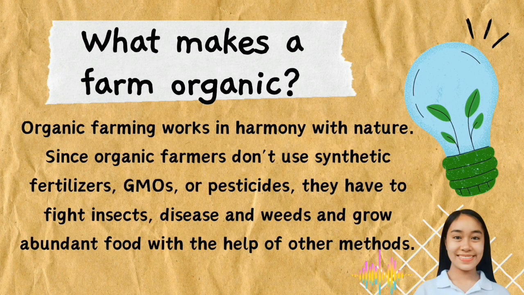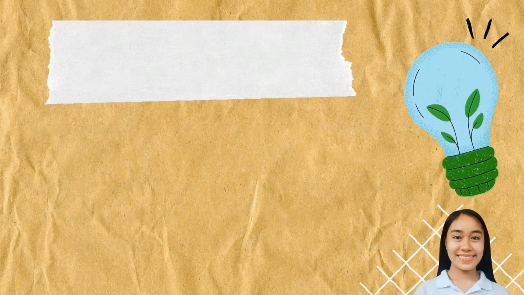What makes a farm organic? Organic farming works in harmony with nature, since organic farmers don't use synthetic fertilizers, GMOs, or pesticides. They have to fight insects, diseases, and weeds and grow abundant food with the help of other methods. What connects all organic farming practices and their ultimate goal? To build and improve the soil, quite literally the foundation of our food system and our lives.